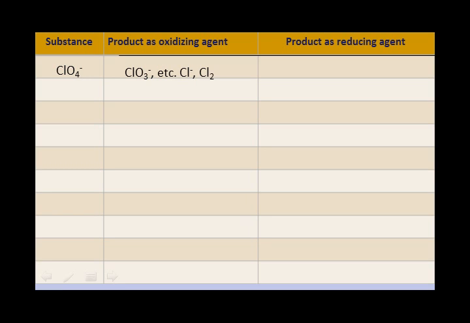Well, can the ClO4 minus, the perchlorate radical, act as a reducing agent? In other words, can it lose some more electrons? Remember, don't count oxygen in this now. And the answer is nope, nothing that we would recognize.